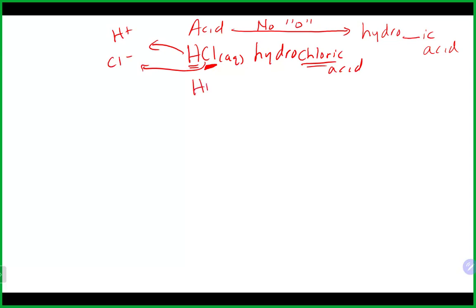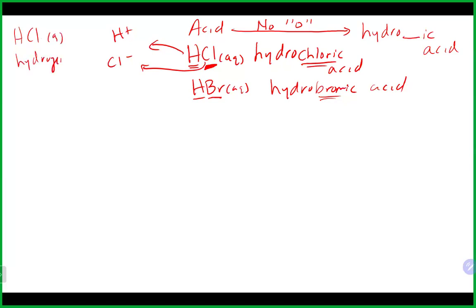If I had HBr, no oxygen, so this would be hydrobromic acid. Now you may be saying to yourself, didn't we just a second ago call this guy hydrogen chloride? And the answer is yeah, it's a gas in that case, and it is called hydrogen chloride. But when you take it and you bubble it through water, you get (aq) next to it, which is aqueous, a water environment.